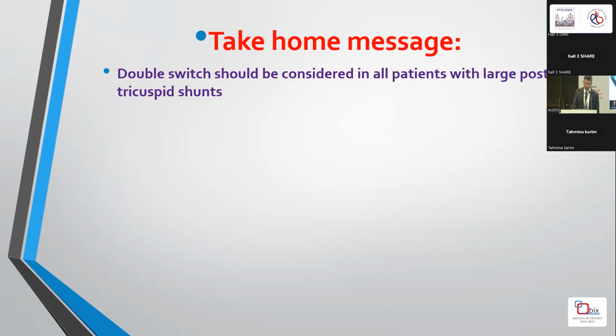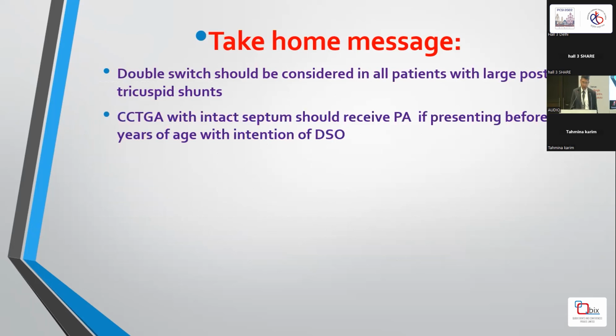So, take-home message: a double switch surgery should be considered in all patients with large shunts, large post-tricuspid shunts. CCTGA with intact septum should receive PA band. I'm sorry, there's a typing error. Receive PA banding if presenting before 2 years of age with the intention of doing a double switch operation.